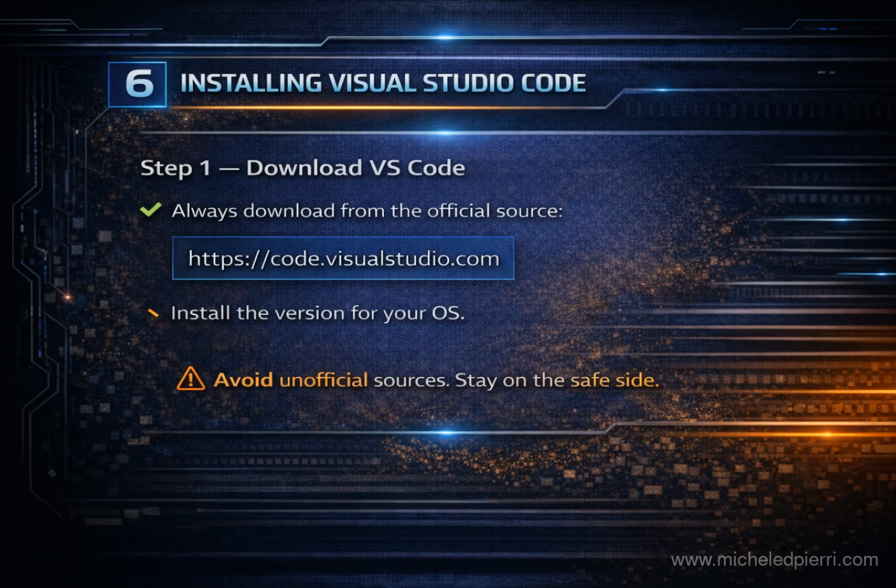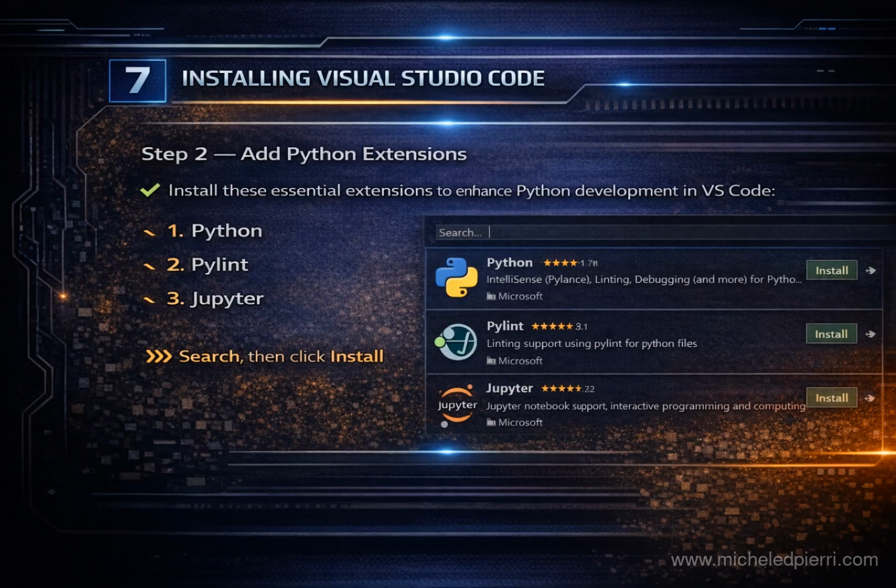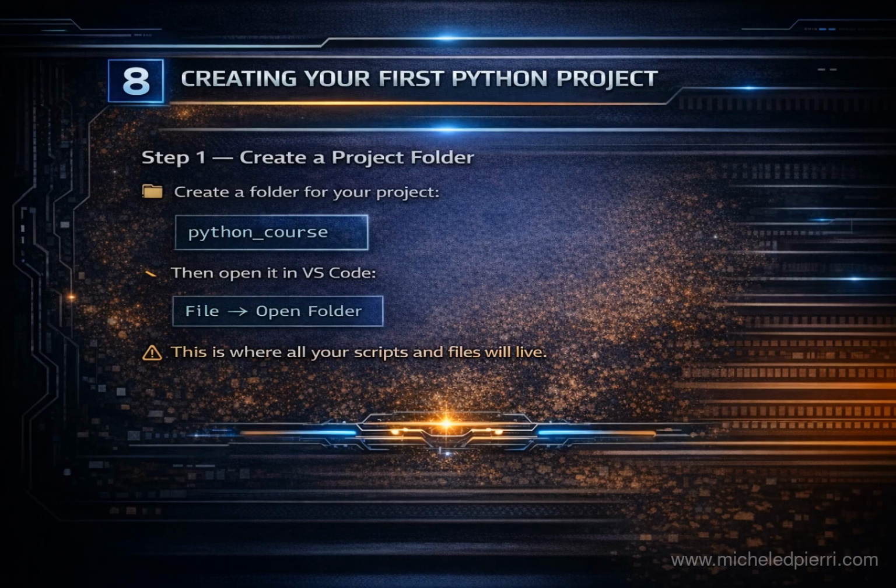To unlock VS Code's full potential, we need to install a few essential extensions. Search for Python, Pylance, and Jupyter in the Extensions panel. These will provide you with debugging tools, linting, and notebook support. Organization is key. Let's create a dedicated folder for this course. Name it Python_course and open it in VS Code via the File menu. This directory is where all your future scripts will live.